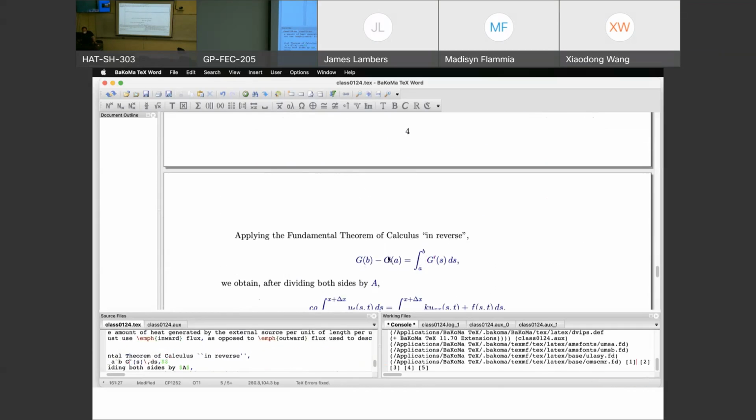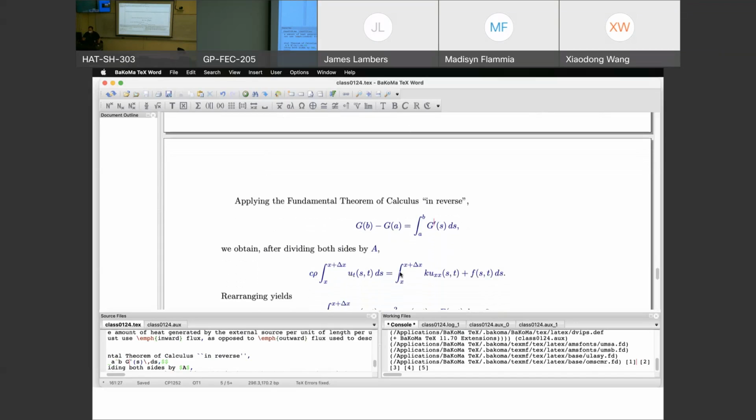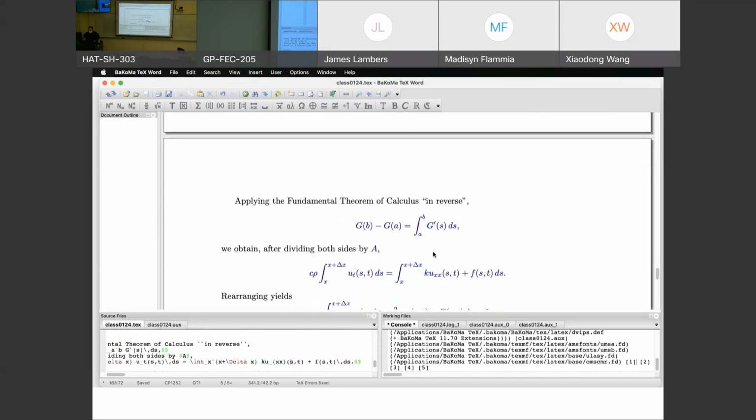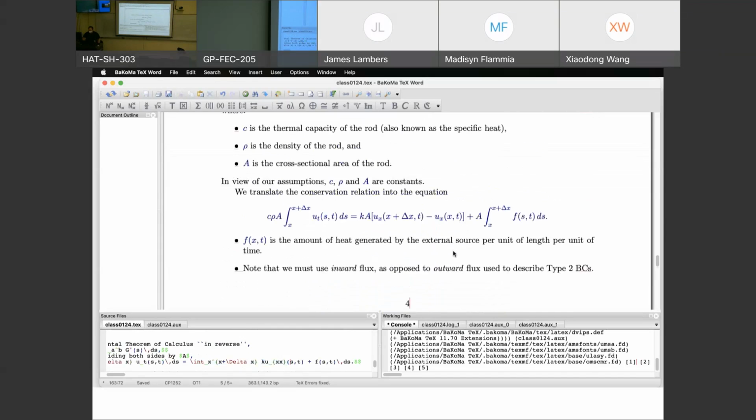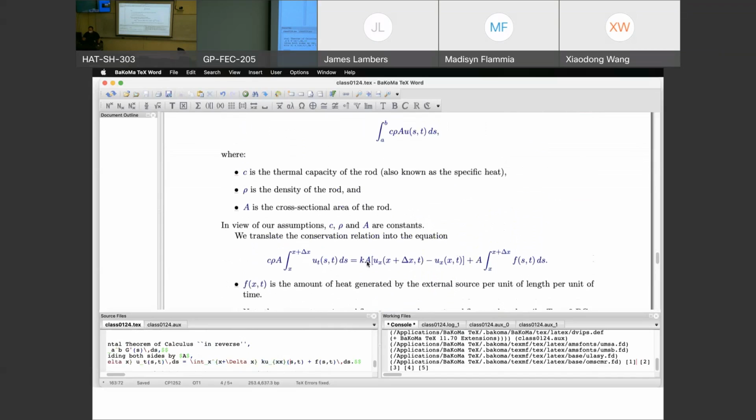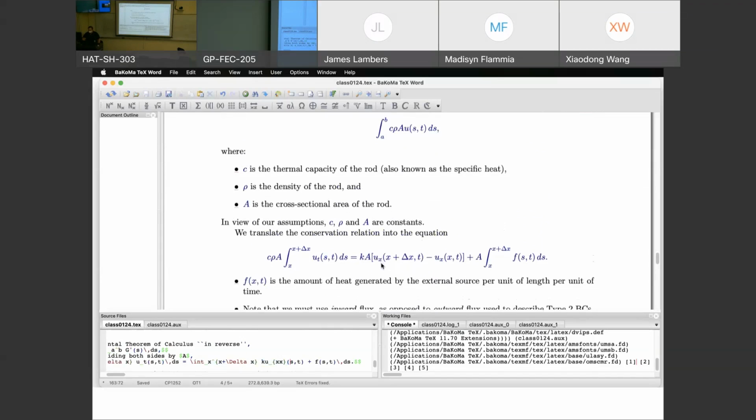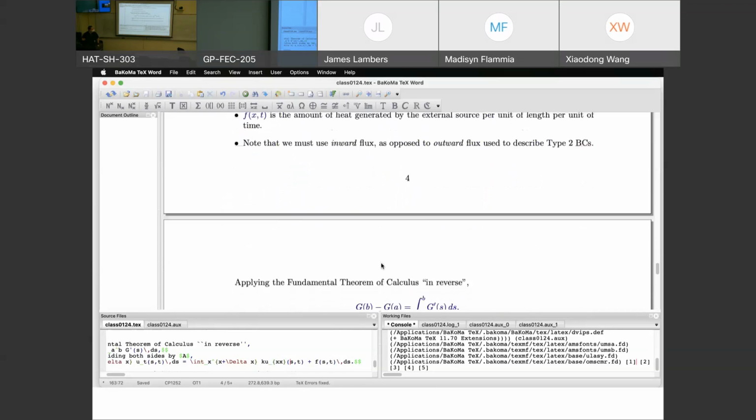So here, the difference is equal to the integral of this derivative. So if we apply that to the flux term, it's the integral over the segment of the derivative of K A u_x. But K and A are constants. So we take the derivative of u_x with respect to x. So that's where the u_xx appears.